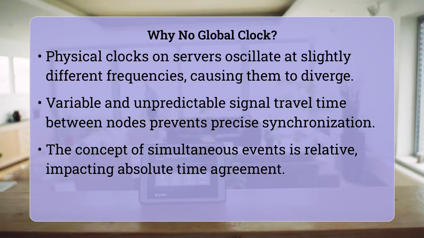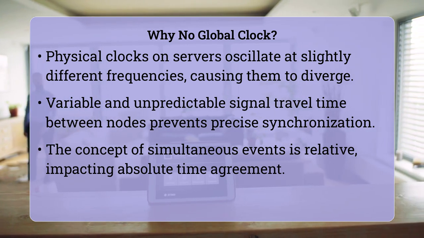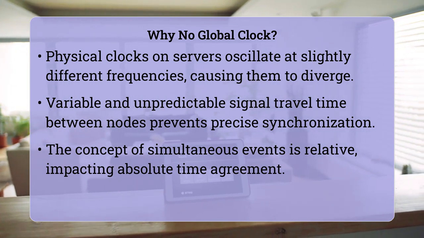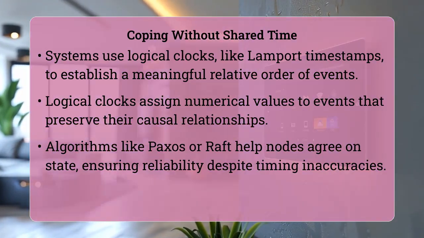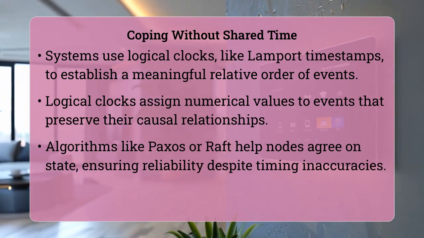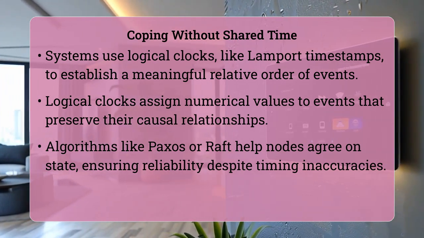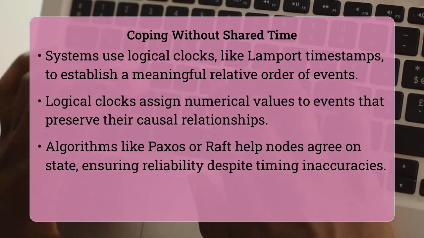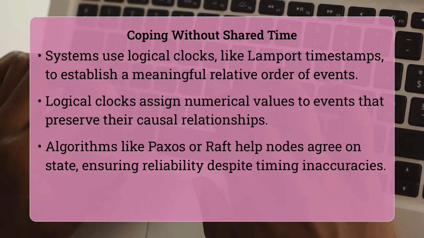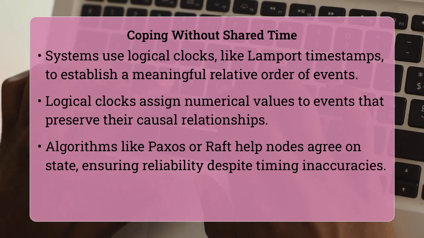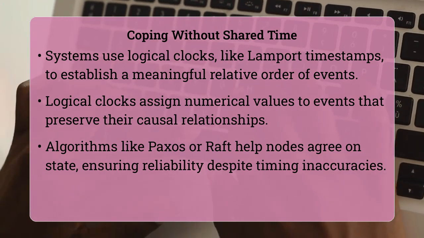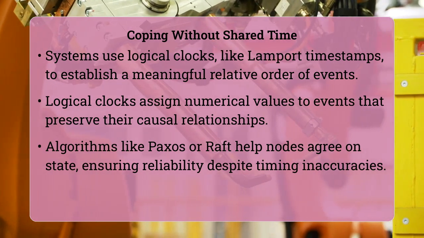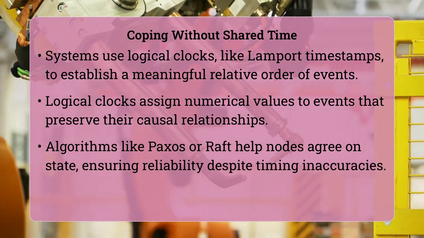This absence of a perfect global clock means that distributed systems cannot rely on absolute time to order events. Instead, they often employ clever techniques to establish a meaningful relative order. One common approach is using logical clocks, like Lamport timestamps or vector clocks. These mechanisms do not measure physical time but assign numerical values to events in a way that preserves causality. If event A happens before event B, then A's logical timestamp will be less than B's. This allows the system to determine the order of operations without needing a global time reference.